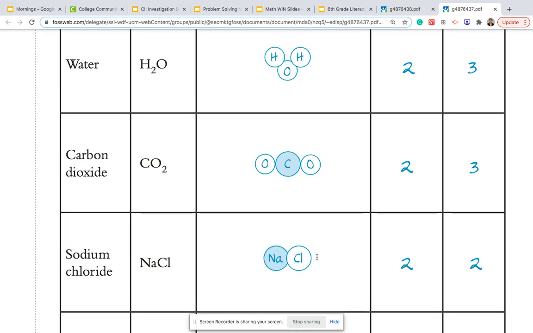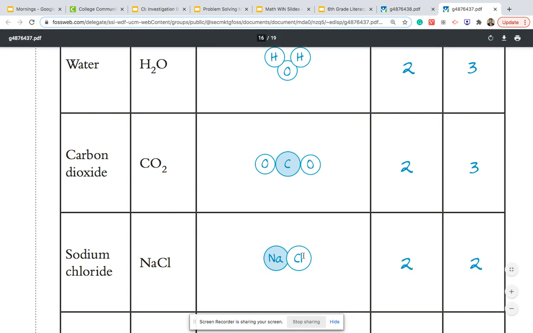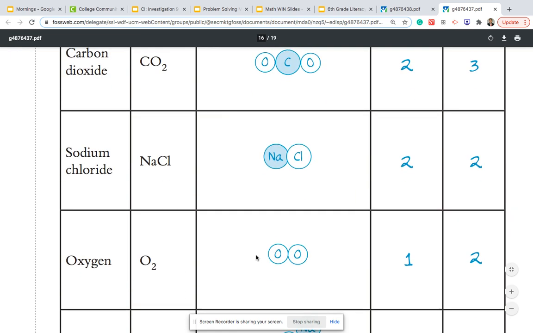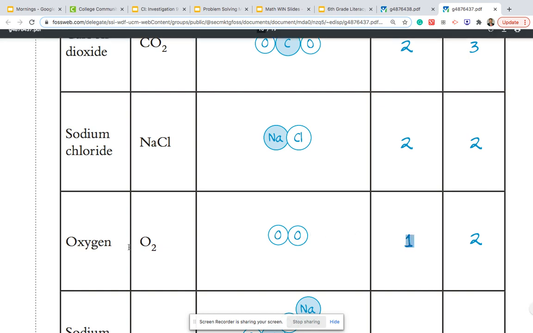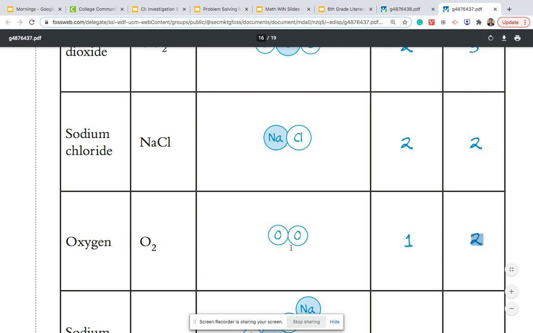And the next one we looked at was sodium chloride. If we're looking at that, we have NaCl. So the Na is 1 atom of sodium, and the Cl is 1 atom of chlorine. So you have NaCl. So there are 2 elements and 2 atoms. 1, 2, 1, 2. Oxygen. So that is represented by O2. So our drawing has 2 oxygen atoms. 1, 2. But there's only 1 element in that, oxygen, but there are 2 atoms.